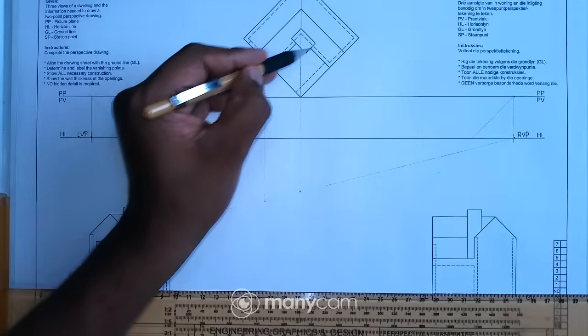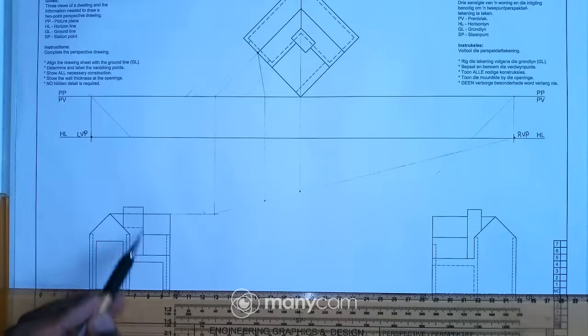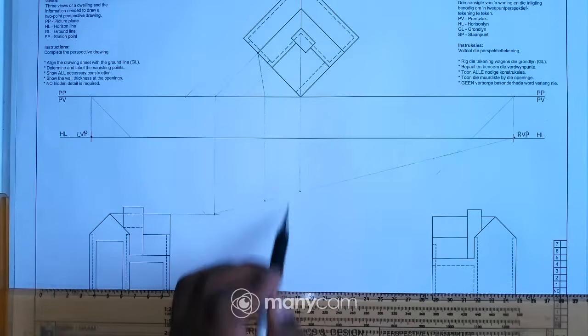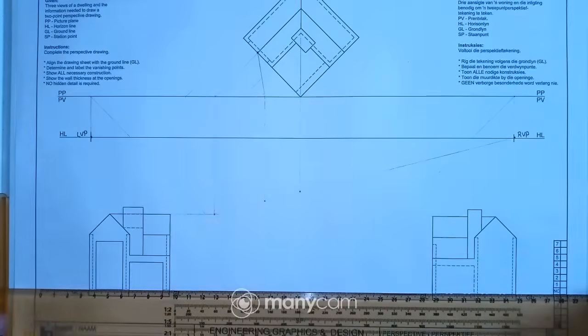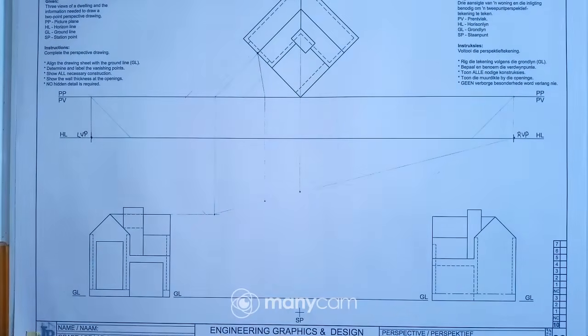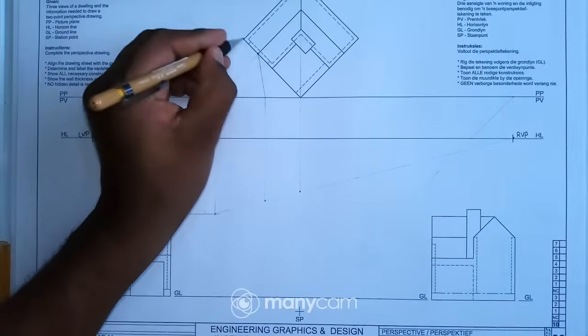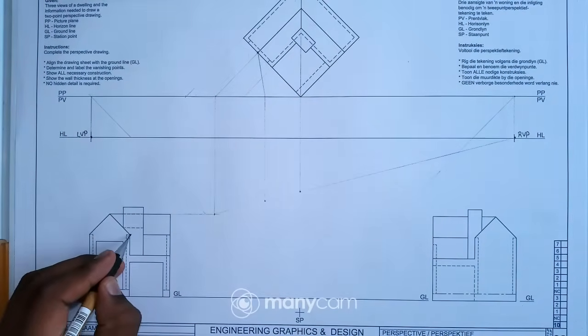Why? Because I have what? This chimney there. Where is this chimney? That chimney is right there. So I'm not sure if that chimney will be around here or not. So I'll just leave this like this in light construction, and then I proceed because now I have this point. I will try and get these 2 points. Where are these 2 points from my elevation? Those points are right here.